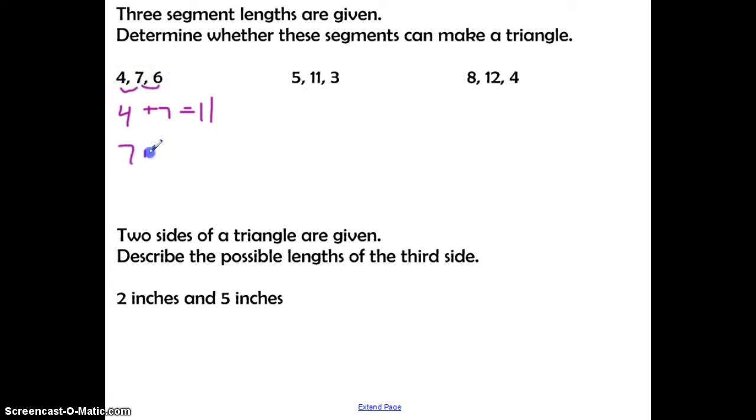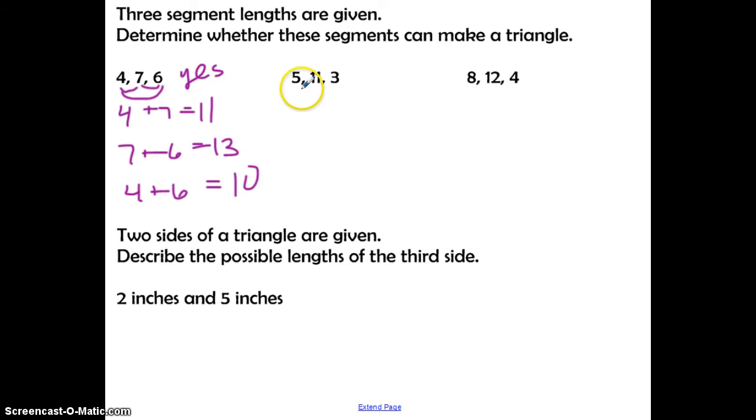7 plus 6 equals 13, which is greater than 4. Now if you add the first and the last, 4 plus 6, that equals 10, which is bigger than 7. Therefore, this makes a triangle. Those 3 sides can make a triangle.